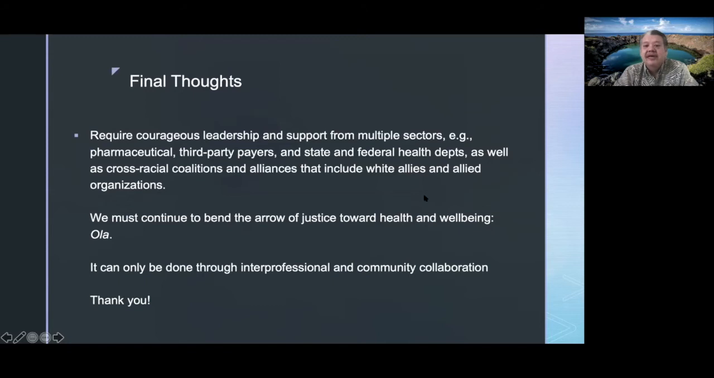So, with final thoughts here, we need courageous leadership, and we need support from multiple sectors to do this. It's not going to happen overnight. It's going to take a while. We are going to need cross-racial coalitions. No one can do it alone. We need white allies. We need allied organizations, and we must continue to bend the arc of justice towards health and well-being, towards Ola, and remove Ma'i from our communities. And we can do this through our own interprofessional and community collaborations. And with that, I'll say thank you.